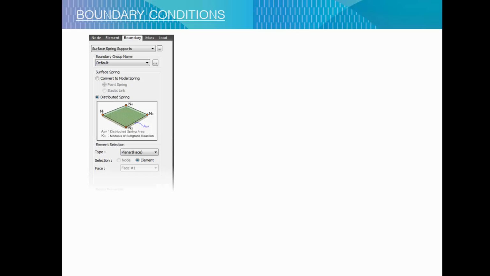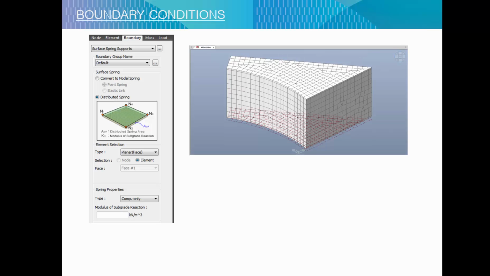Now for the boundary condition, we're going to use a compression only surface spring. Using this, we're going to imitate and simulate the actual soil condition. So we're going to apply the compression only soil spring on the bottom slab of the water tank, since that's where the soil is located.